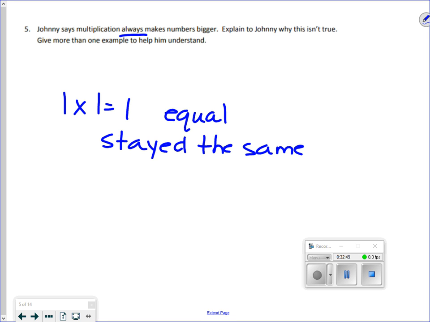So when you multiply by 1, it stayed the same. So what is another example that multiplication does not always make a number bigger? 0. Okay, so if you multiply a number by 0, what happens? It makes it less. All right, so what would be something else that we could say? Daniel?